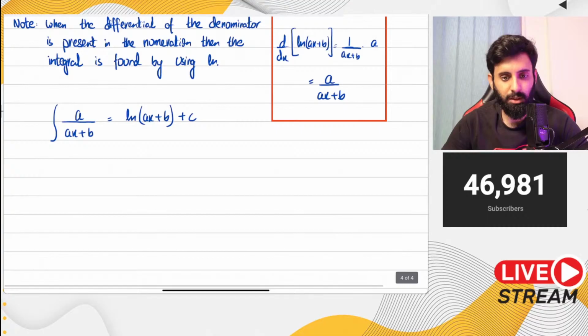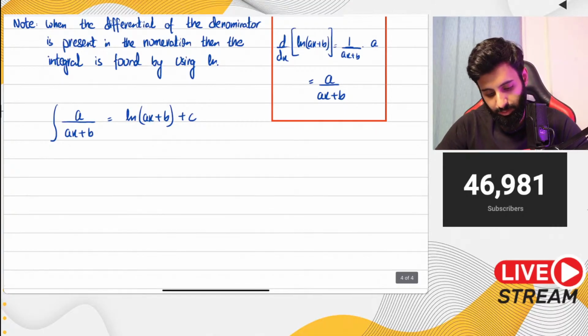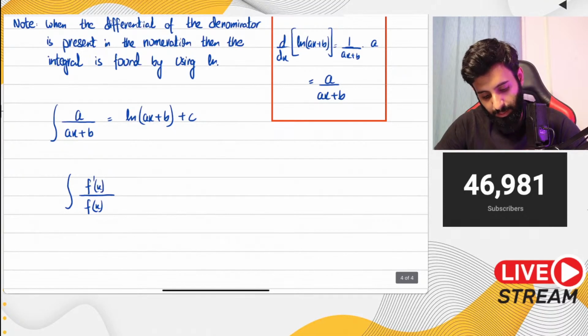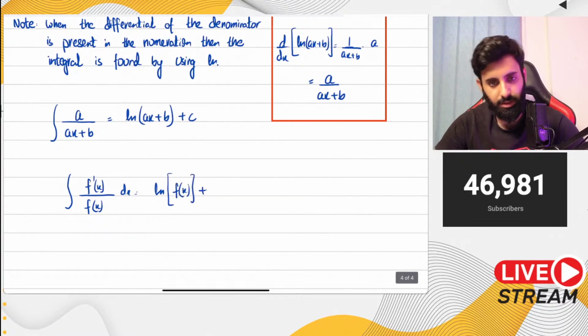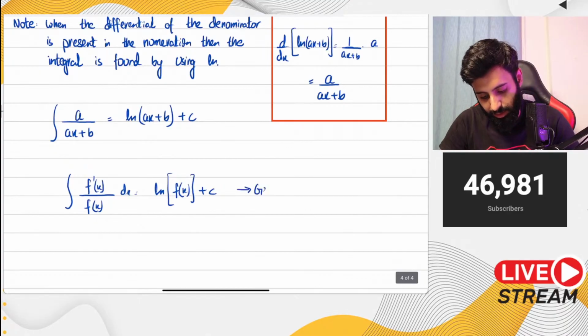Now, we can further generalize it and write it like this. If in the denominator you have a function f of x, and in the numerator you have f prime of x, and you're asked to integrate this with respect to x, then it's going to be ln f of x plus c. Okay, this is the general rule.